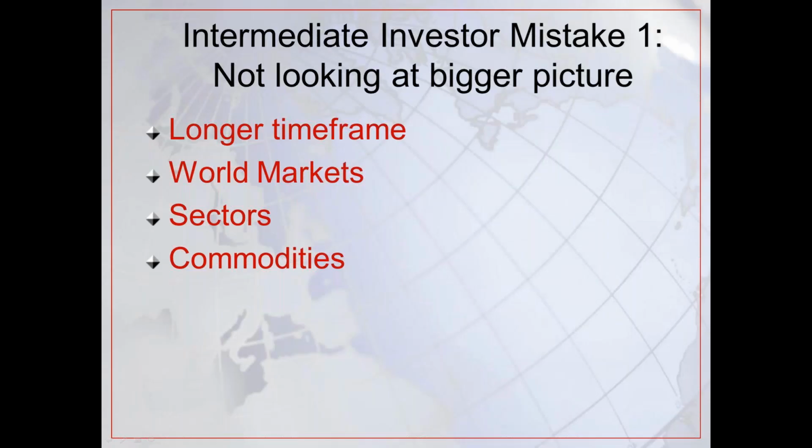One of the intermediate investor mistakes is a fairly basic one, actually: not looking at the bigger picture. People will get very focused on just one share, and they're not looking at the bigger time frame on the chart. They're not reminding themselves to check the global indices, the S&P 500, the NASDAQ 100, the Dow Jones, maybe the FTSE 100. And they're not looking at the sectors. So is the sector going up or down?